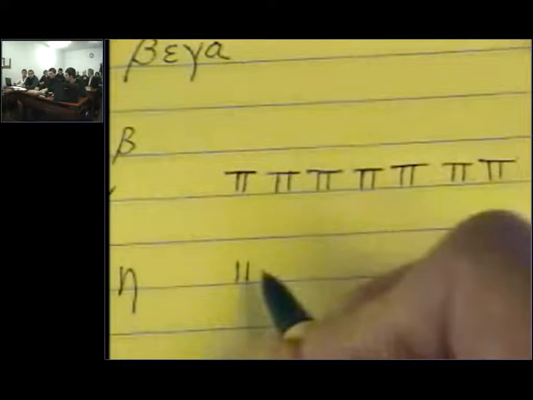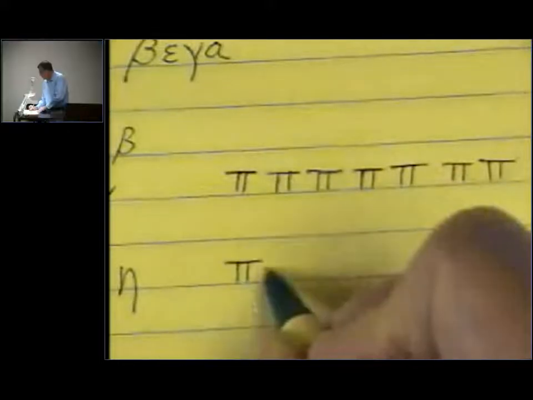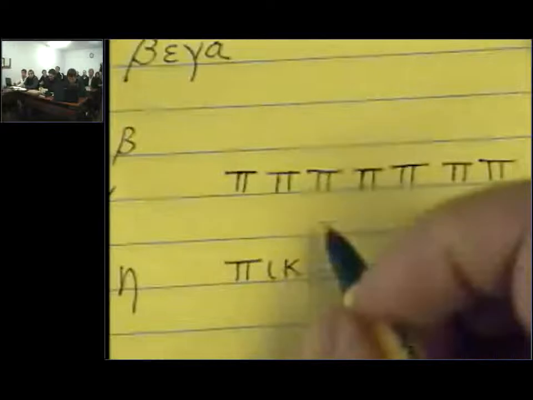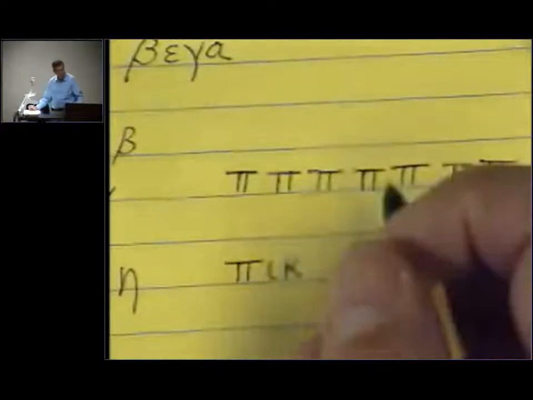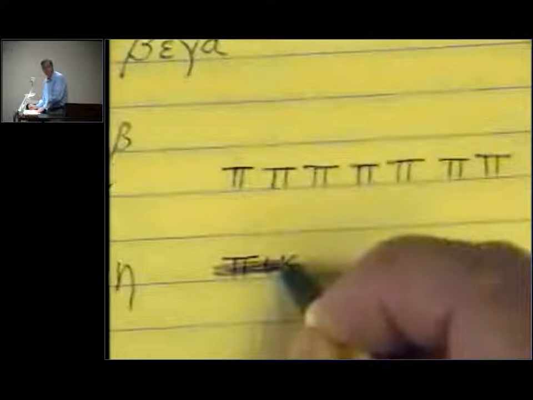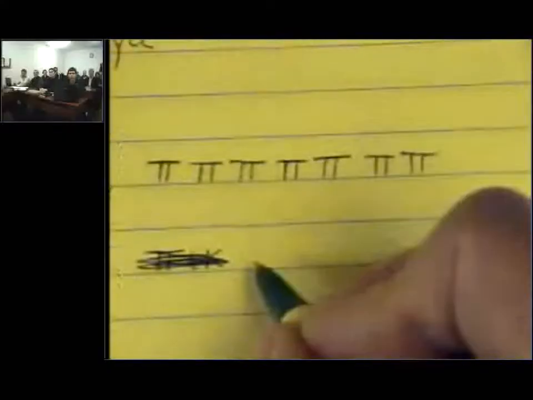I'm going to write a word right here. Oh, I forgot. I need to teach you a couple more letters. Wait a minute, we'll have to wait for just one minute here.